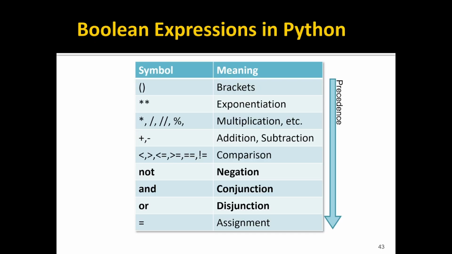Considering all of the operations we've seen so far, here is an updated precedence table. So we have brackets at the top, then exponentiation, then multiplication, division, and all of those, then addition, subtraction, then the comparison operators, all of which happen before not, and, and or, and finally the assignment down at the bottom. Again, when in doubt, always use parentheses to make your work clear.